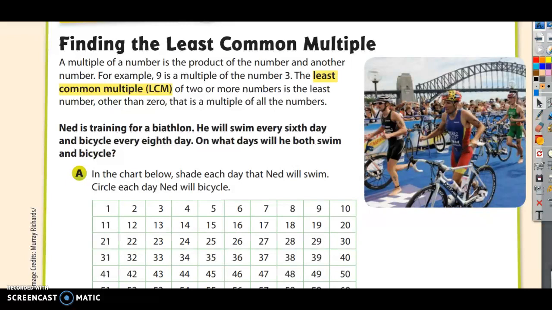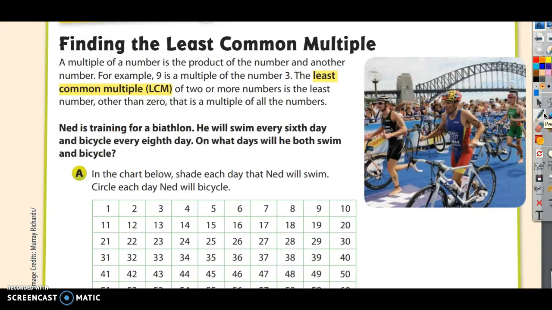So we're going to show you what that looks like in an example about a biathlon, and the competitor's name is Ned. Ned is training for a biathlon. He will swim every 6th day and bicycle every 8th day. On what days will he both swim and bicycle? In other words, what is the LCM of 6 and 8?